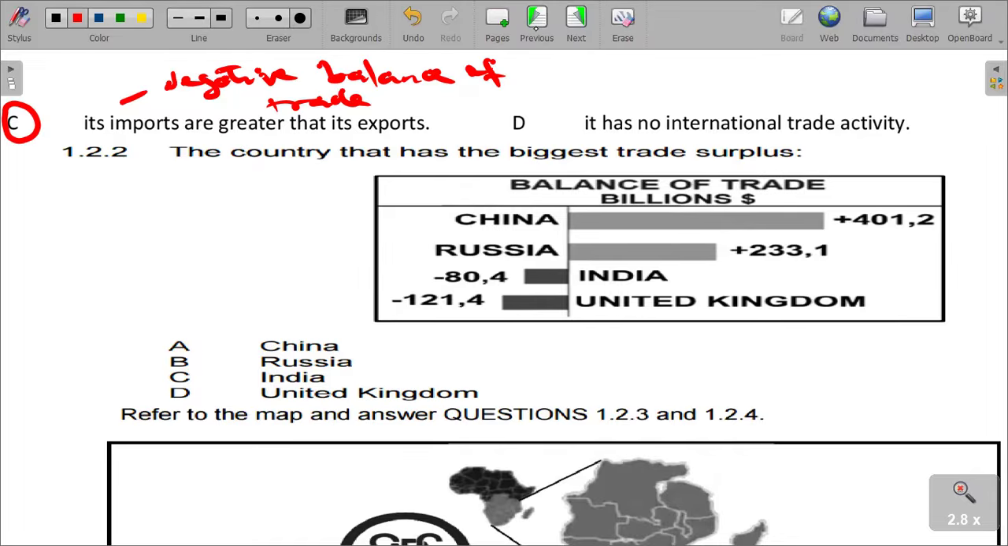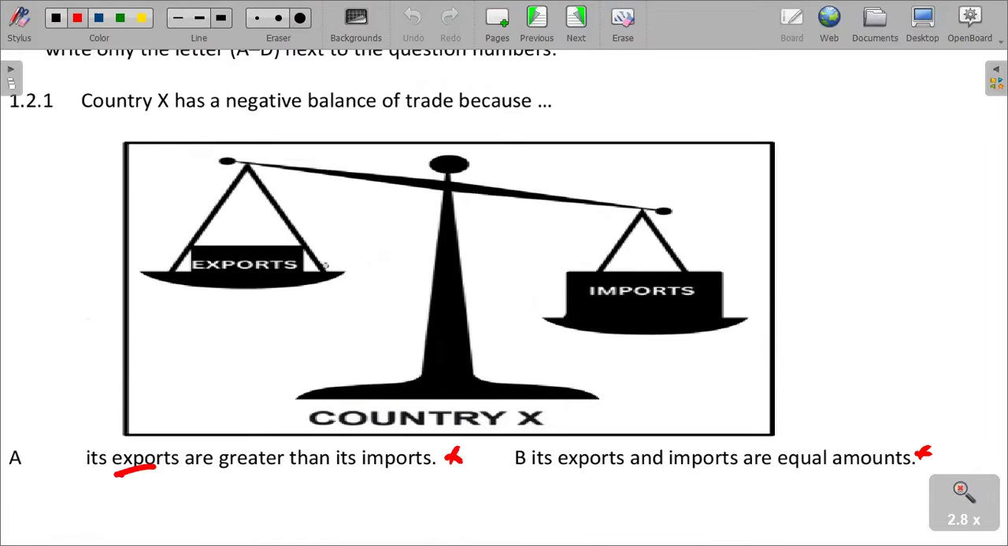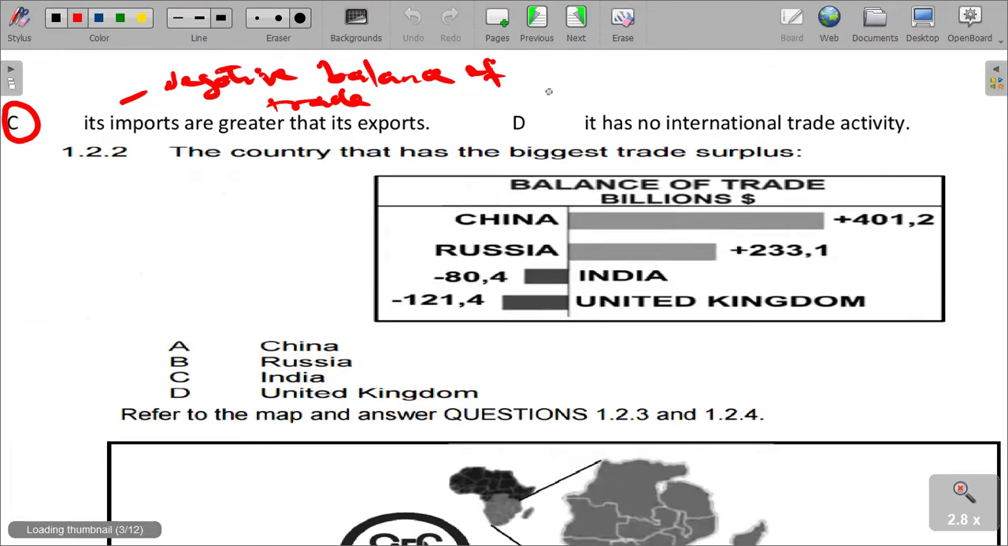Based on this diagram, you see exports are less, and then we have more, which is causing the imports to lift above the exports. So imports should be more than exports. That is when we talk about a negative balance of trade. It is negative because a country is losing more than it is benefiting. So the answer is C. C is the right answer.